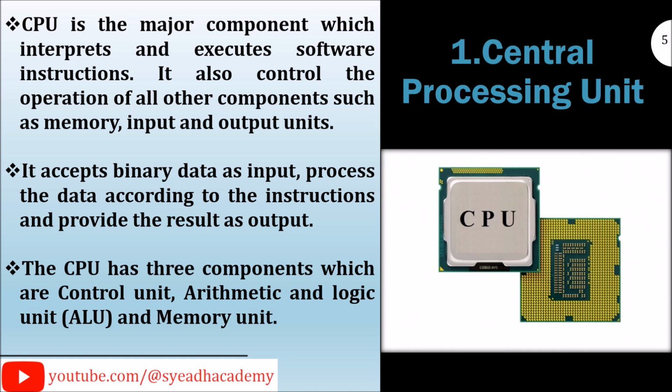The first component of computer is central processing unit. CPU is the major component which interprets and executes software instructions. It also controls the operation of all other components such as memory, input and output units. It accepts binary data as input, processes the data according to the instructions, and provides the result as output. The CPU has three components which are control unit, arithmetic and logic unit, ALU, and memory unit.